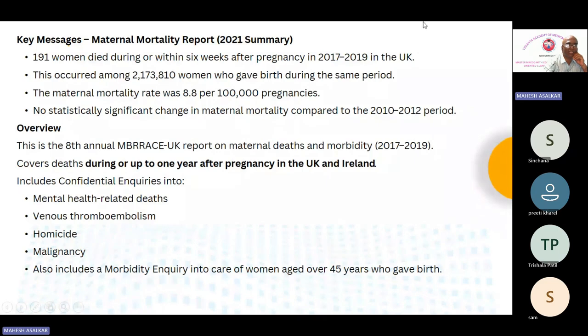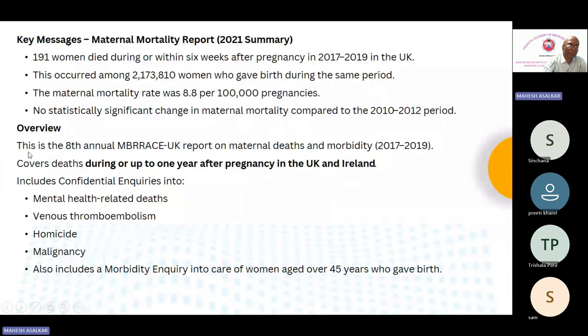Another thing is, what are the key messages from this particular maternal mortality report? So they have found that 191 women died during or within 6 weeks after the pregnancy between 2017 to 2019 in the UK. This occurred among 21,73,810 maternities. Okay, the maternal mortality rate was 8.8 per 1 lakh. Okay, so this figure you can remember. So it is less than 10, 8.8. Okay, so 8 to 9, somewhere between this is the maternal mortality rate. No statistically significant change in the maternal mortality compared to the previous 2010 and 12 report.